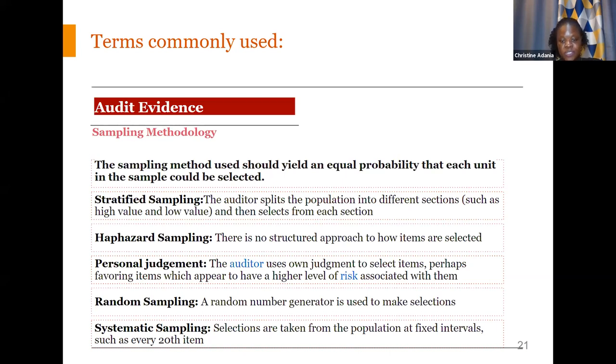Random sampling would include making just a random number generator and just making decisions based on the numbers that are generated for each item in the population. There's also systematic sampling where you say you'll pick every 20th item.